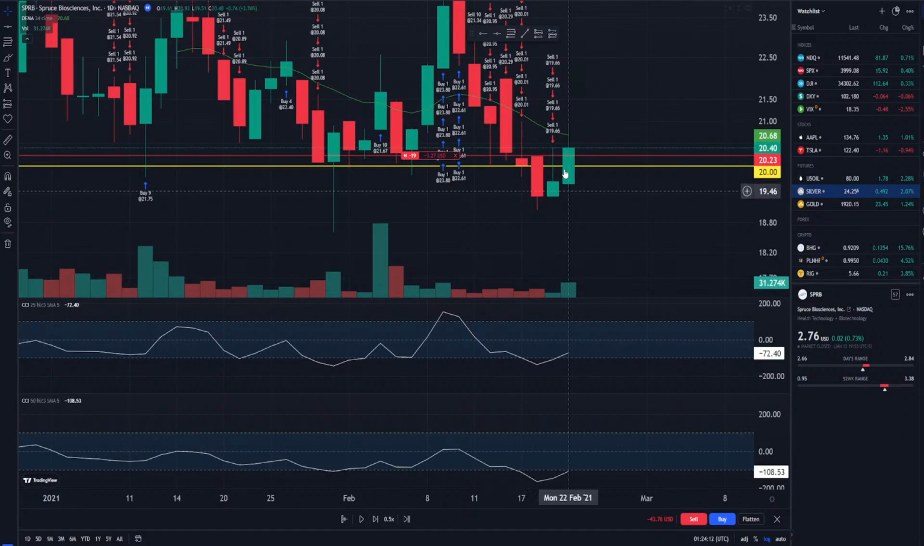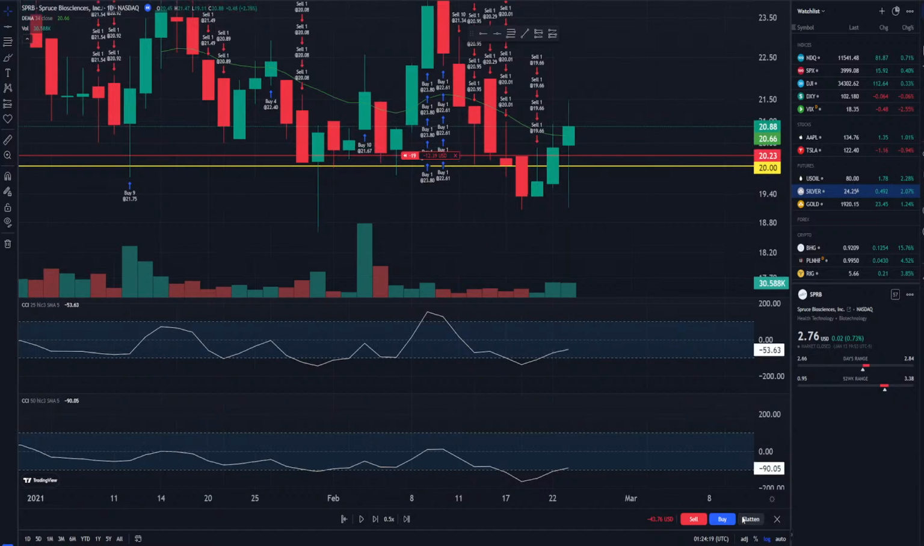Now it's starting to go against us. Could have took some profit, but still setting a close below this, you're okay. Now we're going to flatten out of this position, setting a close above this. Takes another hit, 56 bucks, but let's look to take a long position right here.